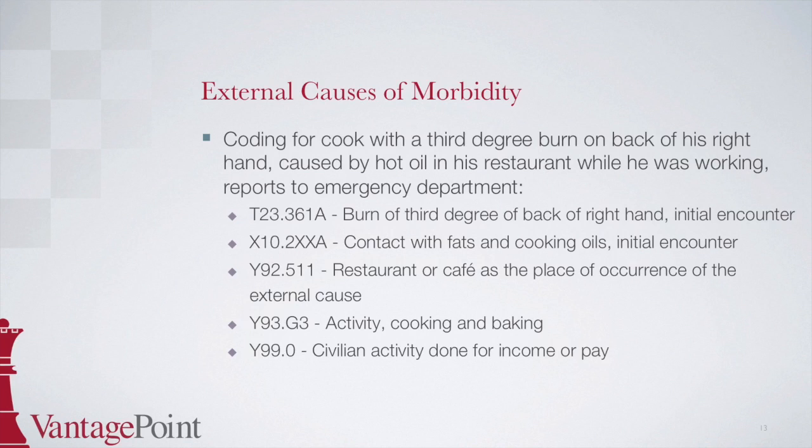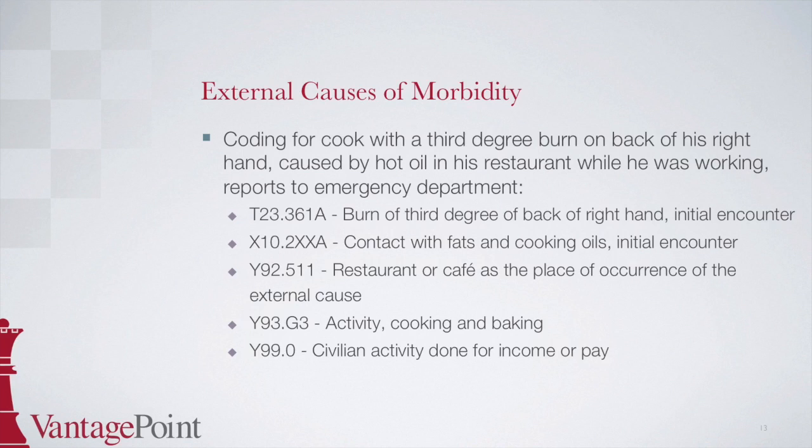The next code is for the external cause of the injury, which is X10.2XXA for contact with fats and cooking oils, initial encounter. Remember that the two seventh characters for injury and external cause of injury must always match, which in this case is A for initial encounter. Now we have our more supplementary codes from this chapter.